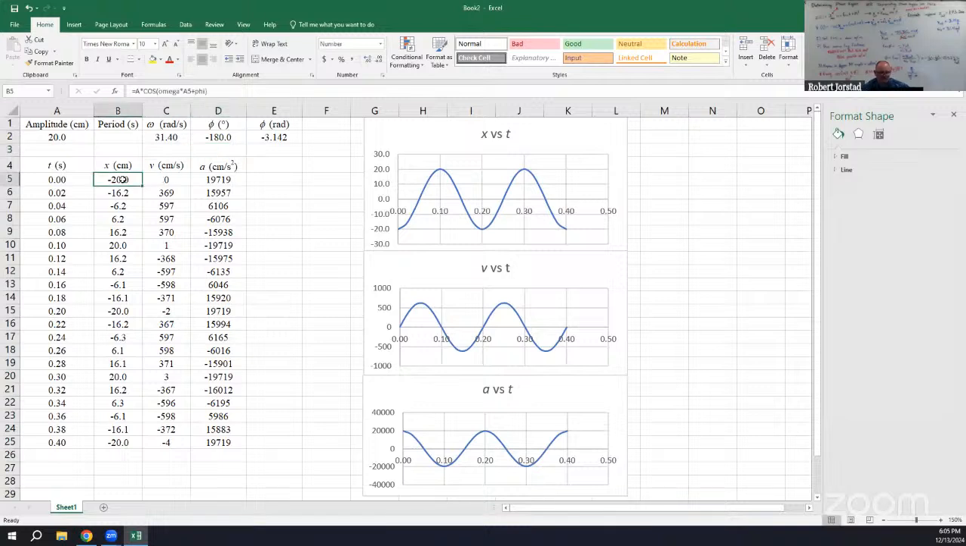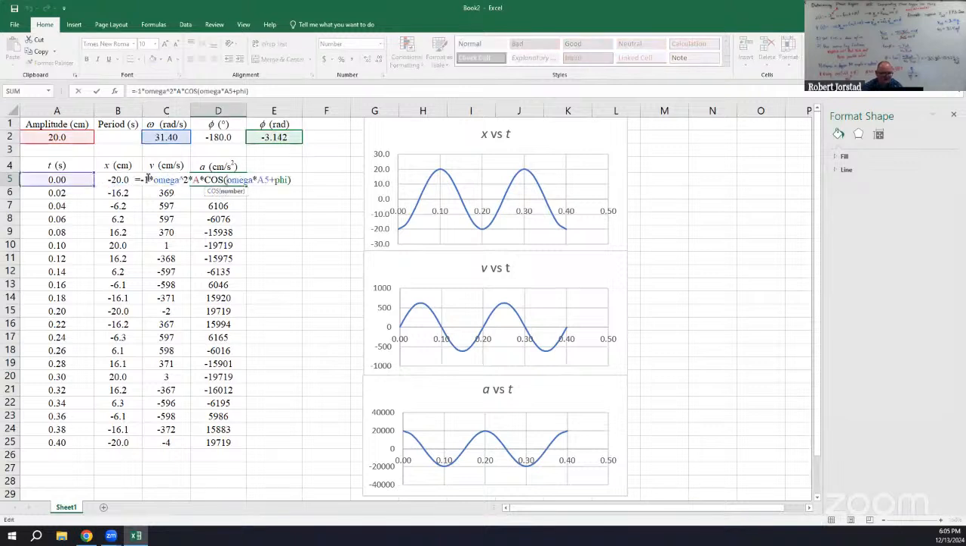I'm just showing you those functions again. A cosine omega t plus phi. This one is negative omega, see that little minus sign there? Negative omega amplitude times sine omega t plus phi. And then notice there's a minus sign sitting out there as well. All right. I think that's enough on that.